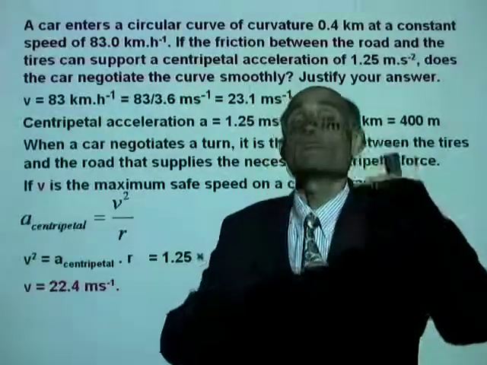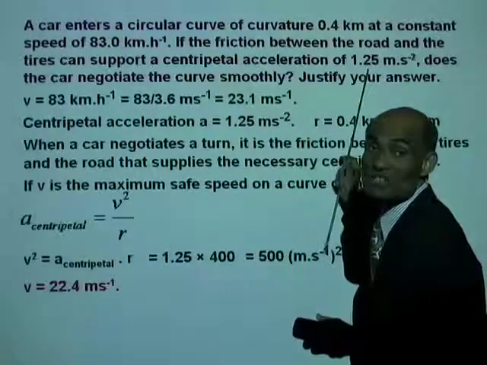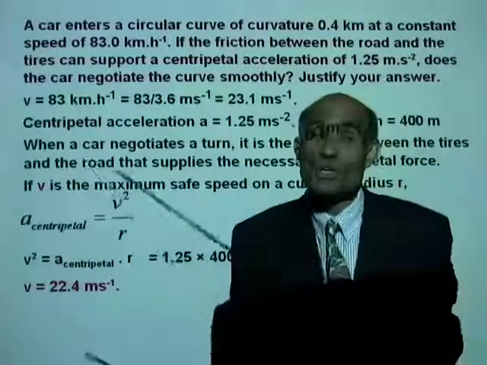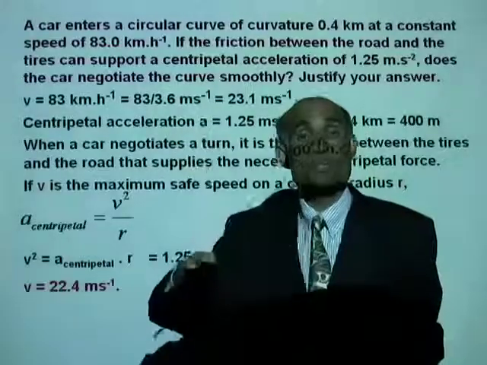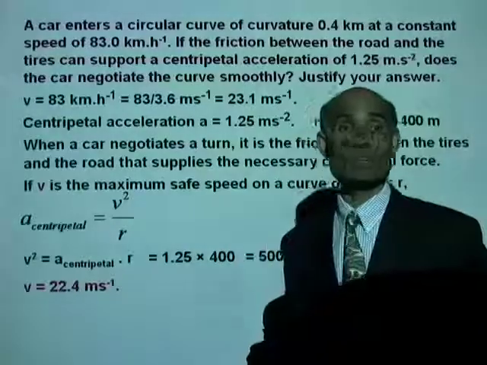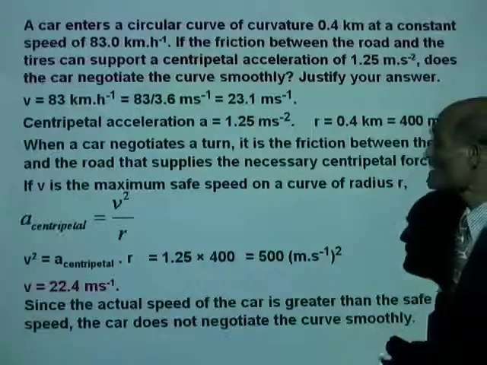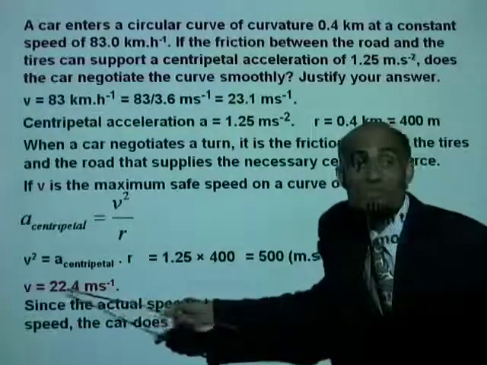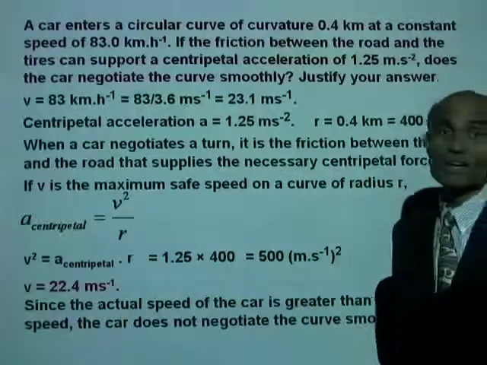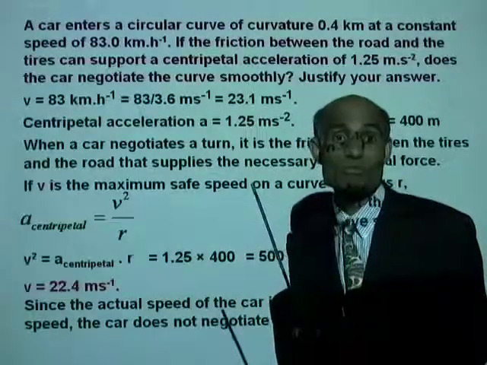If you exceed that speed, you are then asking for a greater centripetal acceleration, which may not be there. And if it is not there, you will not get the centripetal force to keep you in that circular track. So you will be thrown away from that circle. Since the actual speed of the car is greater than the safe speed, the car does not negotiate the curve smoothly. That is where you hear the screeching and howling of the car tire with the road.